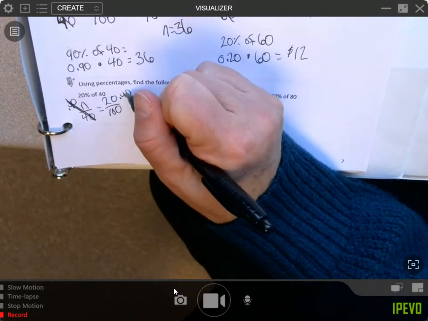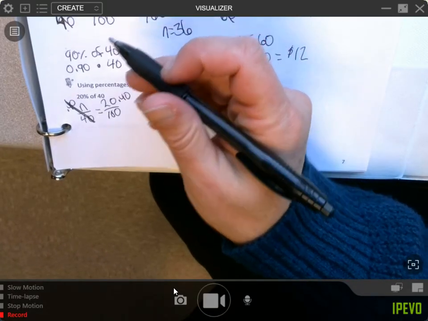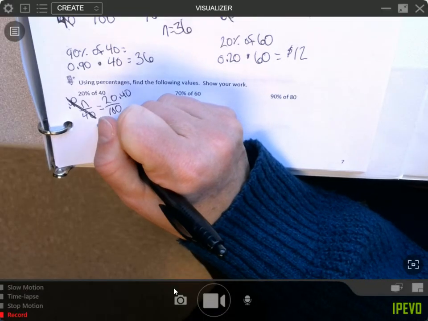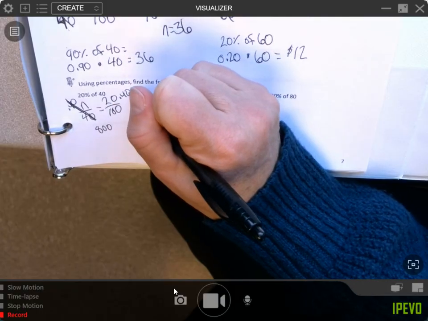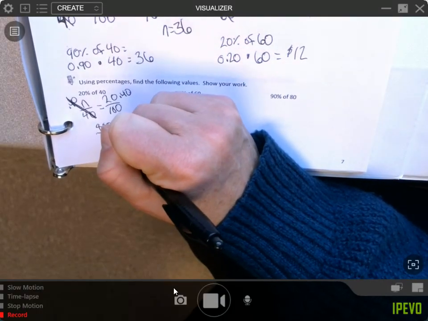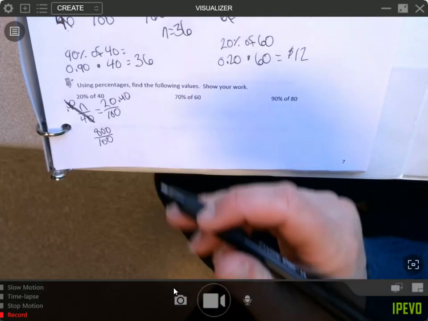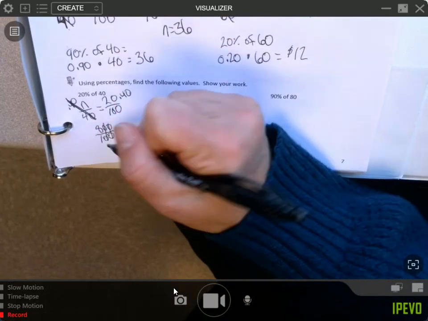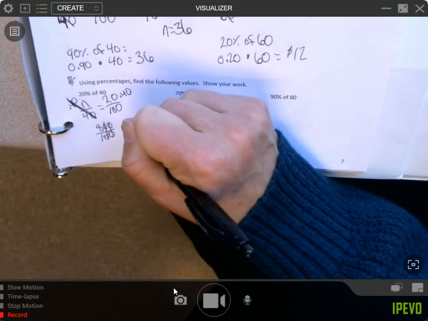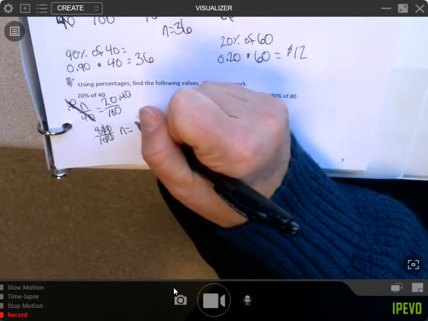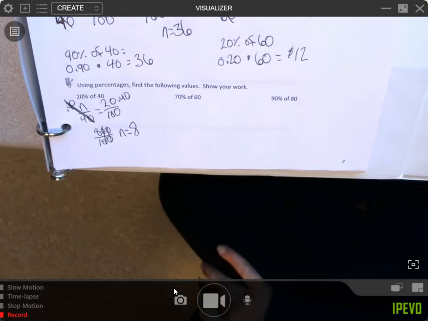What is 20 times 40? Emma? 800. Because I have 2 times 4 is 8. I add my 2 zeros on. So 800 over 100. What's my next step? Kellen? Yeah, simplify it down. Dividing out that 100, and what am I left with? Adeline? 8. So 20% of 40 is going to be 8.